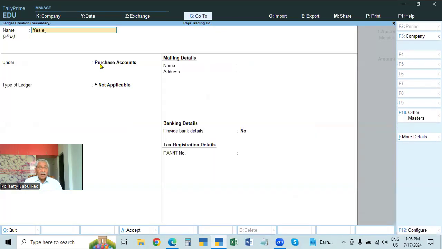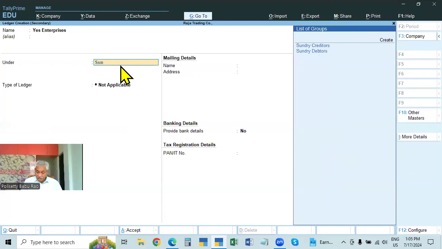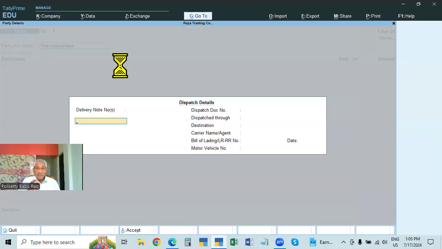Yes Enterprises, isn't it? So the name is Yes Enterprises, and he is a sundry debtor. When you sell, the other person will give sundry data, give all the details, and I have to go. And then when you are selling, we are sending the goods. That's why it's asking dispatch details.